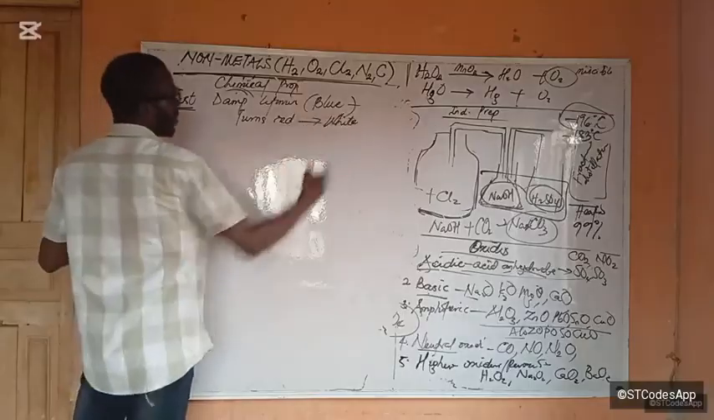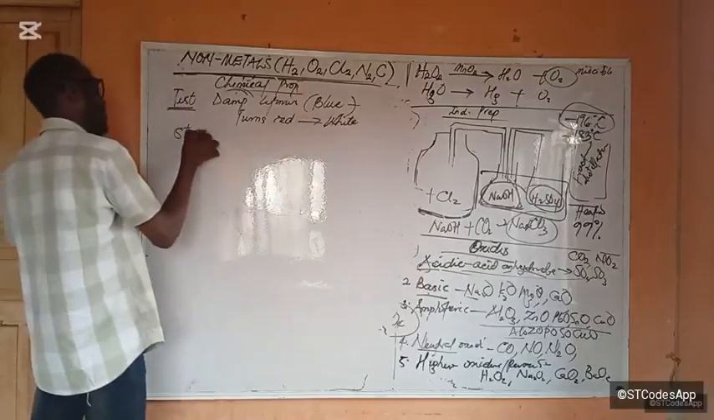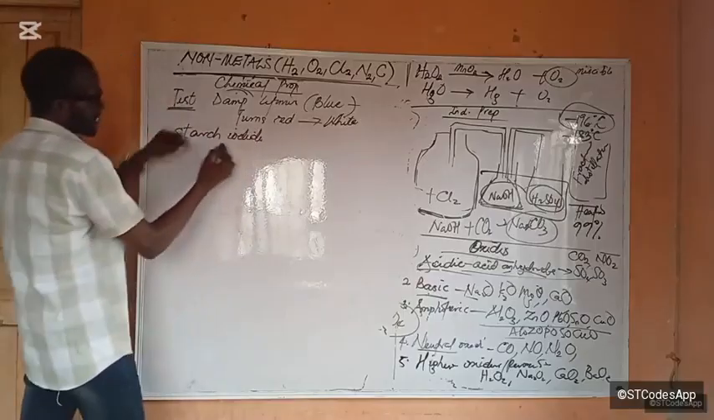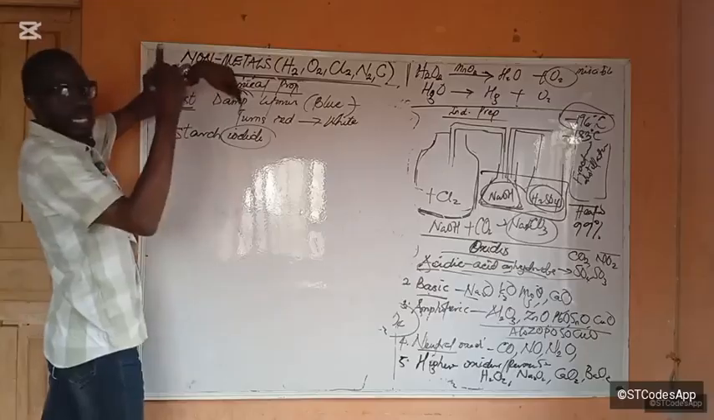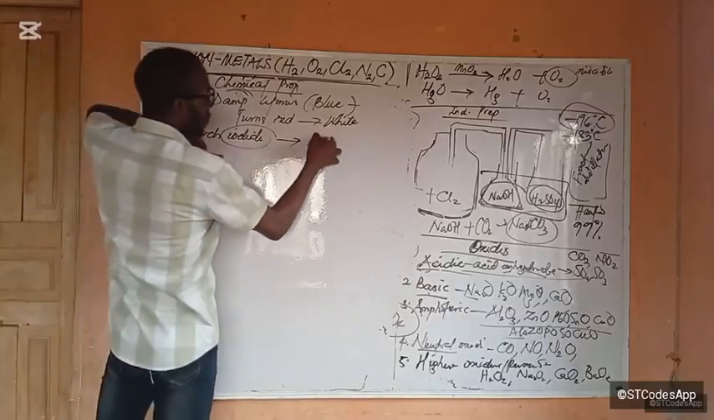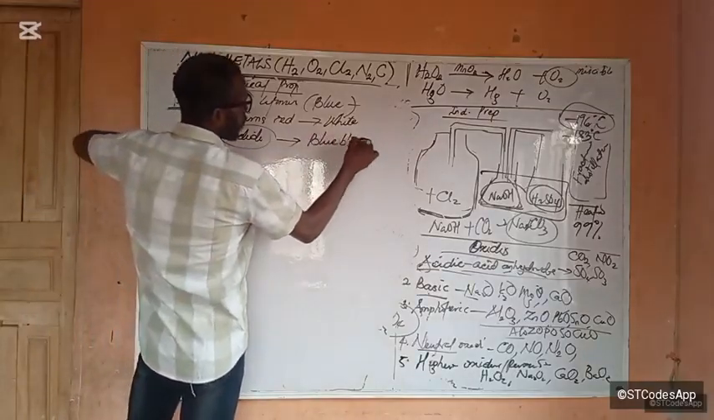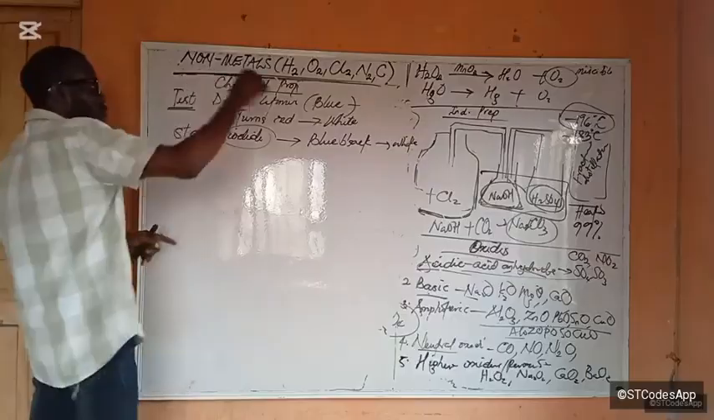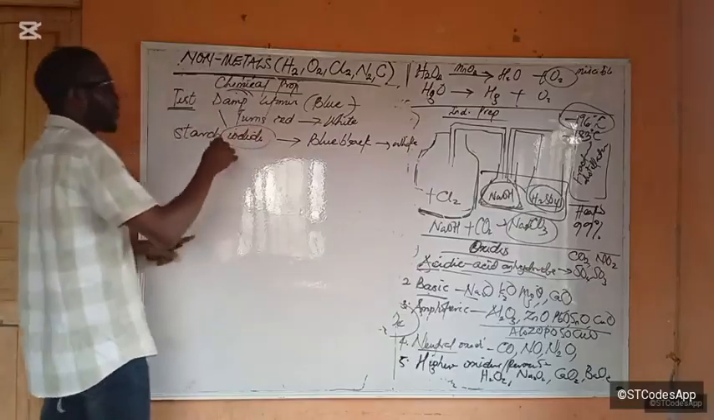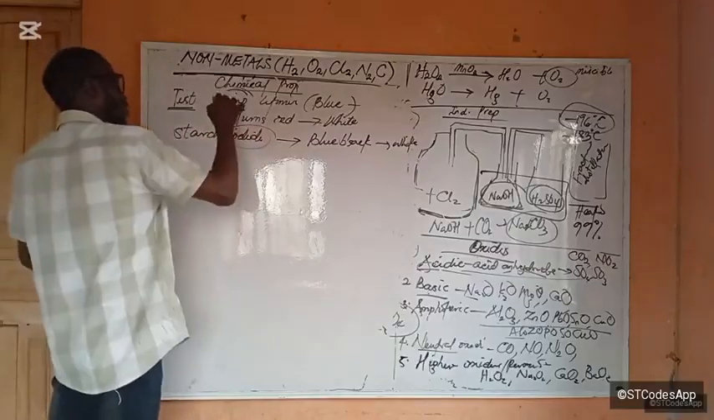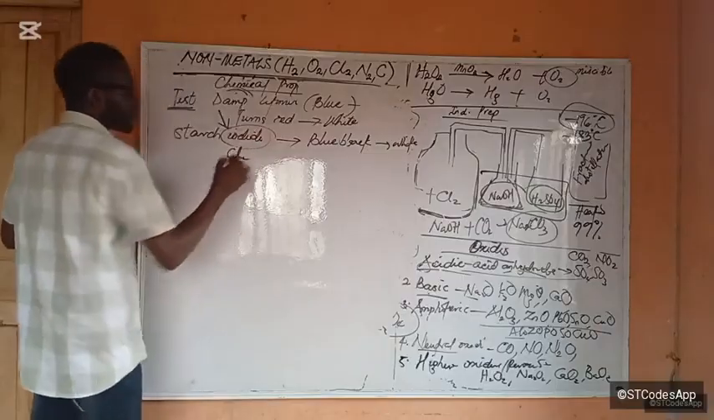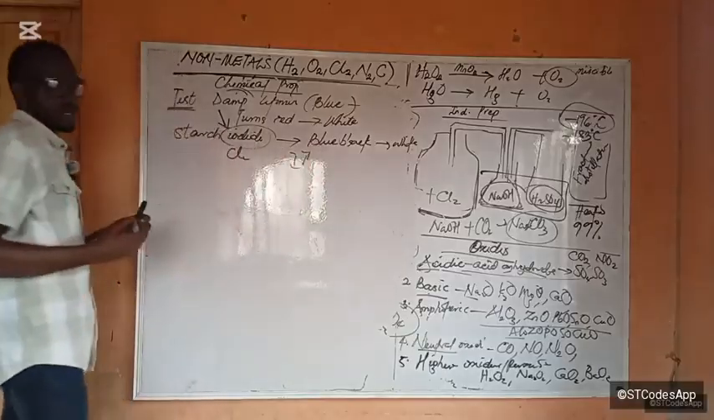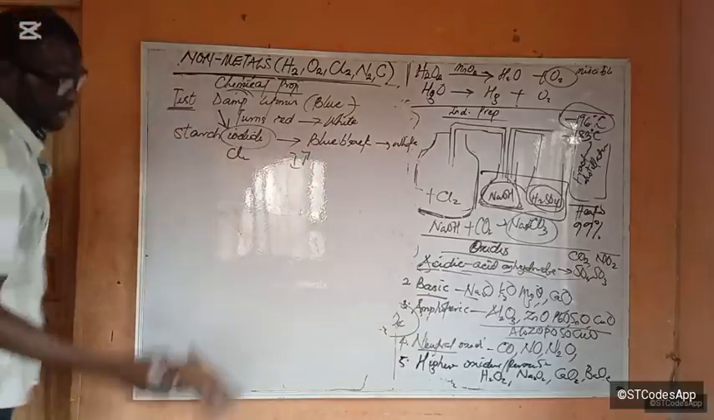Now, number 2 test is with starch iodide paper. Because it displaces iodine, from blue-black color it's going to become white. It will bleach white. Exactly, to show you that chlorine has taken the place: when you use starch iodide paper, chlorine will displace iodine and take its place, and iodine will be given off and it will be bleached. Exactly.